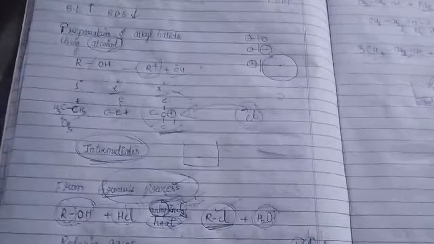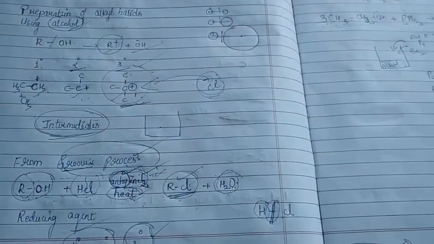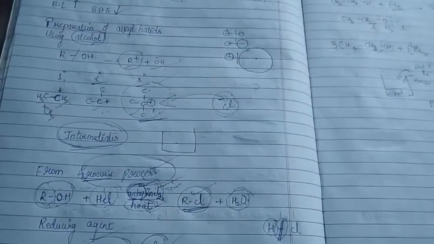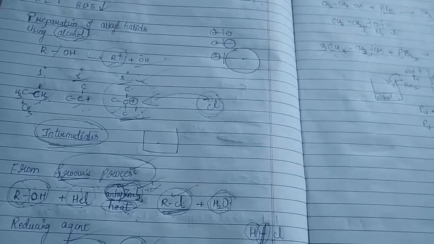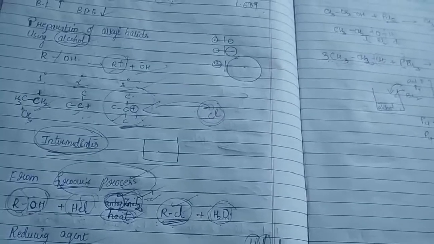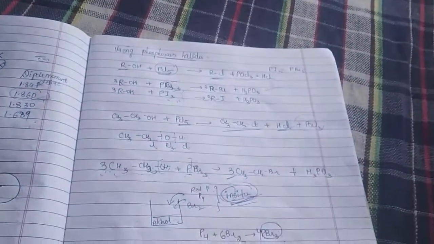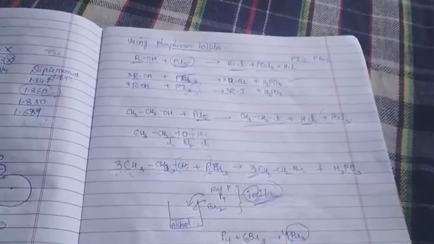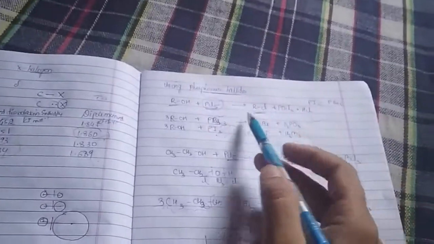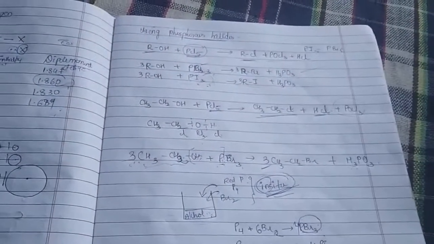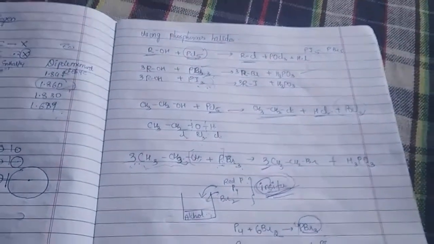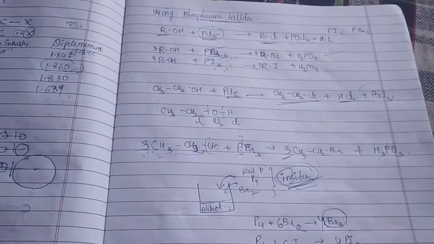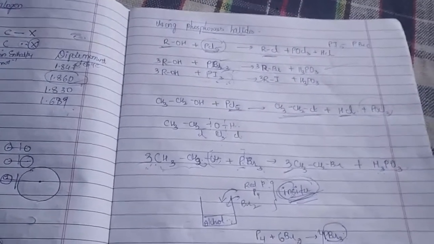One was called Groove's process, where we prepared the alkyl halide from alcohol and a mixture of concentrated HCl and anhydrous zinc chloride, which is called Lucas reagent. Then we have seen the phosphorus halides part, using phosphorus pentachloride, phosphorus tribromide and triiodide. Never make the mistake of writing PBr5 and PI5. Never make that mistake. Again and again I'm recalling. Whenever you're dealing with organic reactions, your eyes, ears and observation are very important.